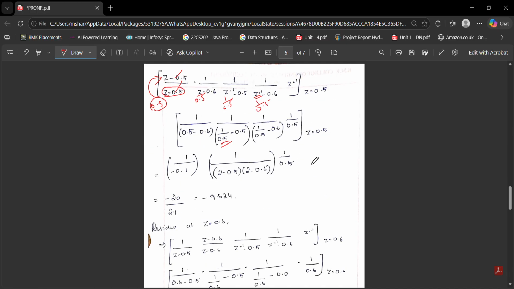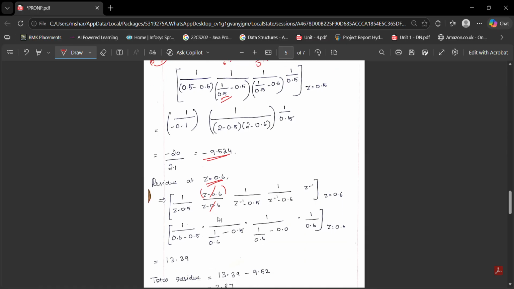So now if I put it in and calculate, I'll end up with this value, minus 9.524. Similarly, for z is equal to 0.6, we will be calculating the residue. Now we have to cancel that factor, so I'll be putting the numerator in this place so that both of them get cancelled.